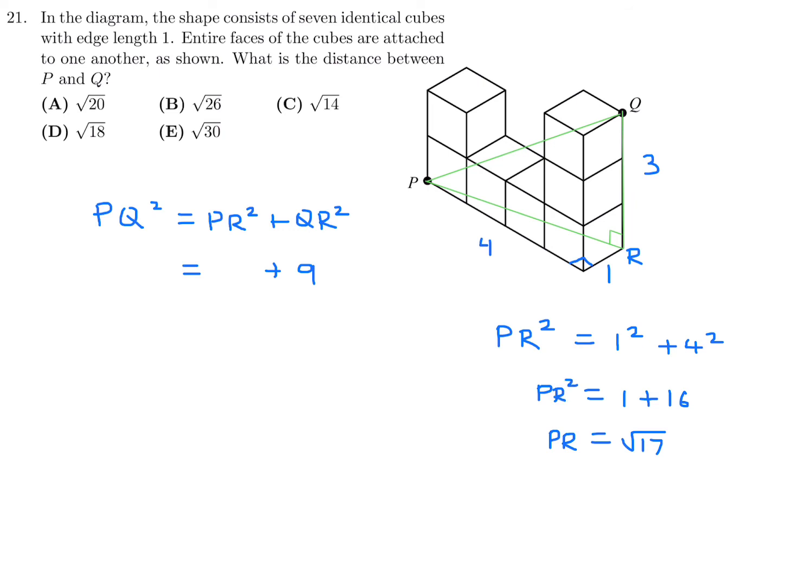And yeah, PR squared is actually just 17, so I didn't really even need to make the root. All right, so PQ squared is 17 plus 9, which is 26, and therefore PQ is equal to root 26. And there you go. So number 21, the answer is B.